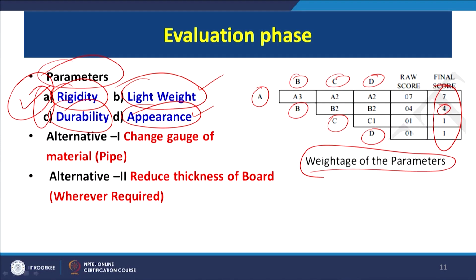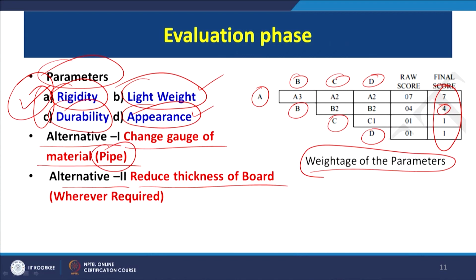So, we can see out of the 2, now how we can achieve this? We can have alternative 1, change the gauge of the material, that is the pipe. So, we can try to use a different gauge pipe for making the product or the assembly. Now, as an alternative, reduce the thickness of the board wherever required. So, based on the 4 parameters that we have identified, we finally decided 2 alternatives: change the gauge of the material and reduce the thickness of the board.